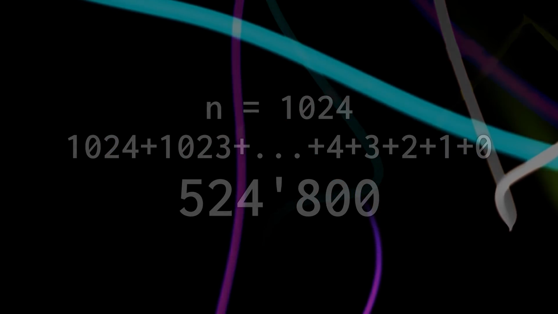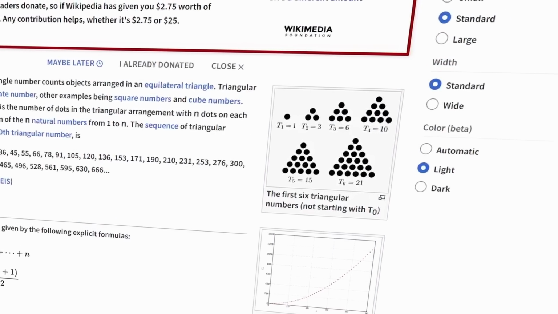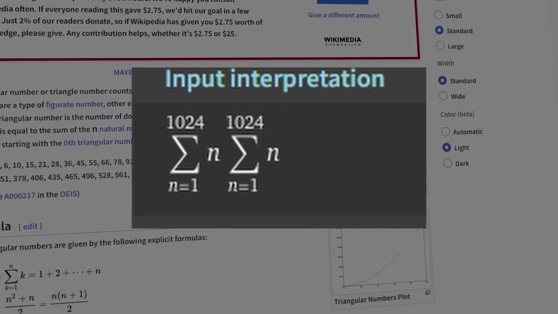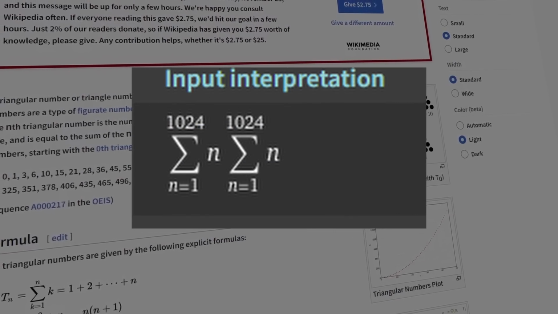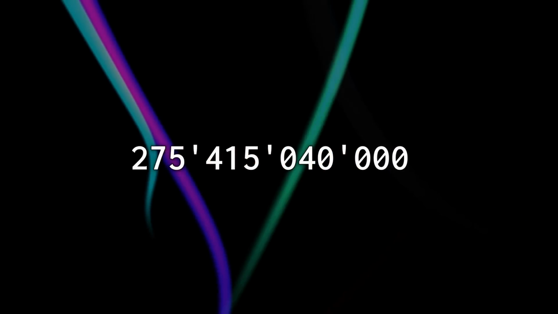Funnily enough, all you need to do to get the total amount of options of all the t-shirts is literally just square this amount, because all the numbers end up as triangles as shown here, which somehow add together, which you can express like this. I don't know why this works, I just know it does because I verified it with like 2 other ways. This gives 275,415,040,000 total.